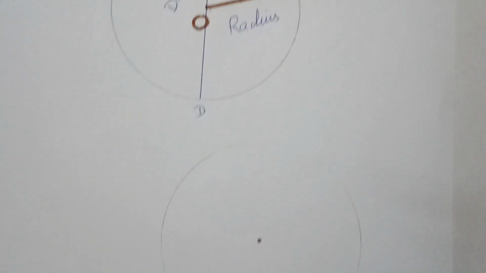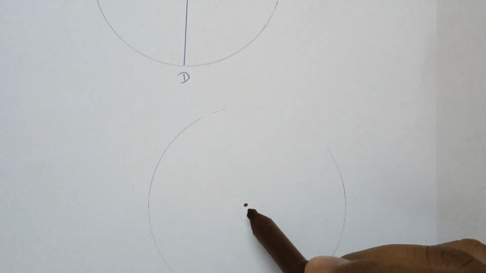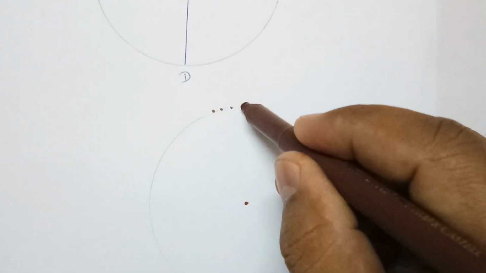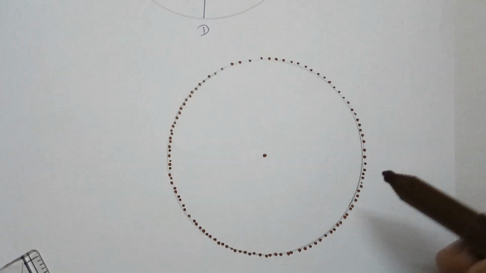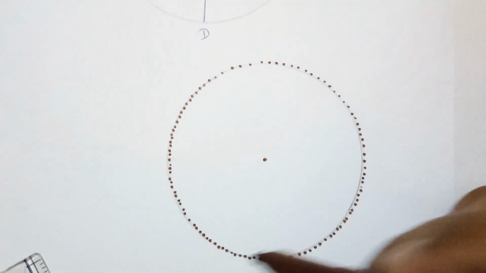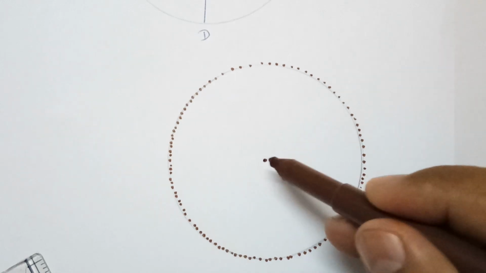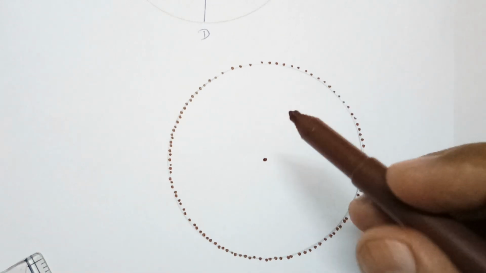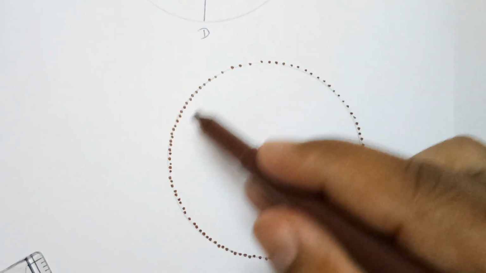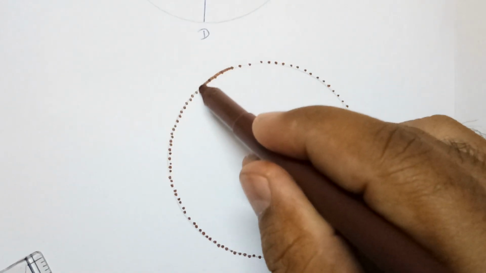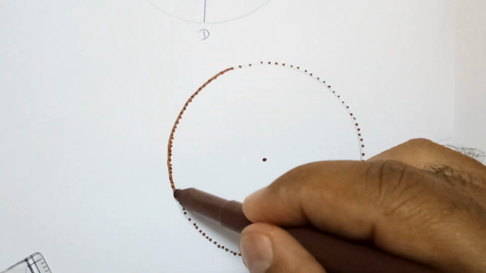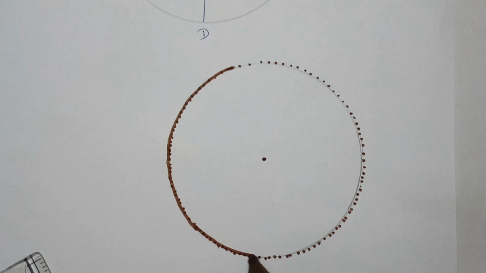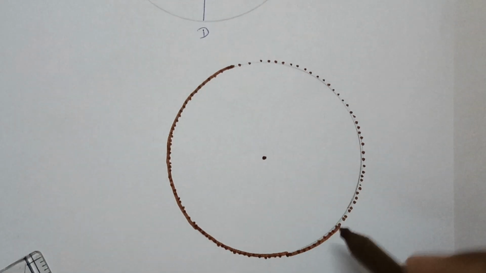Now another definition of a circle. There is a fixed point that we call the center of the circle, and there are so many points. The collection of all these points which are at a fixed distance from this fixed point is called a circle. So if you join all these points, you will get a circle, because all these points are at a fixed distance from the fixed point, and this fixed point is called the center of the circle.